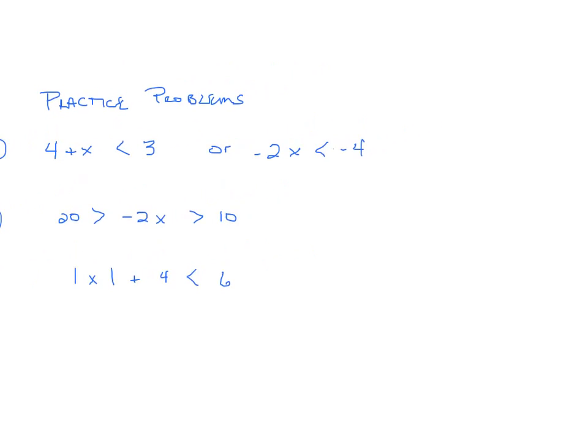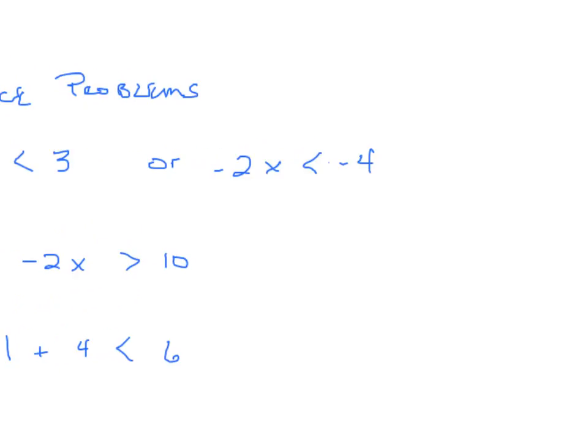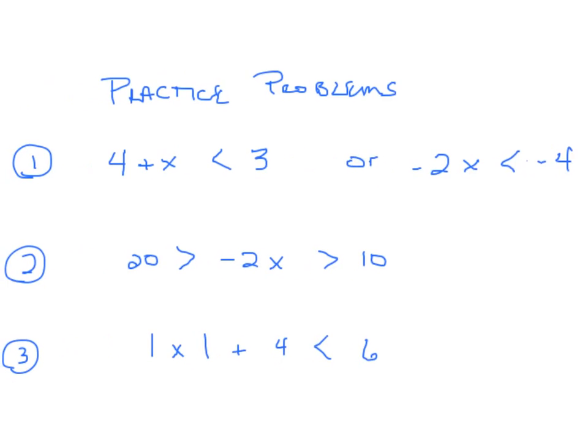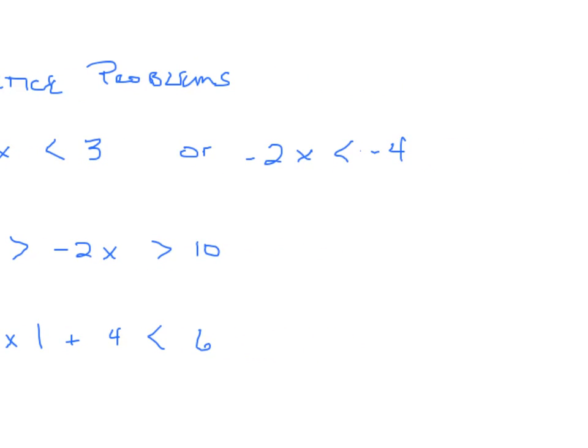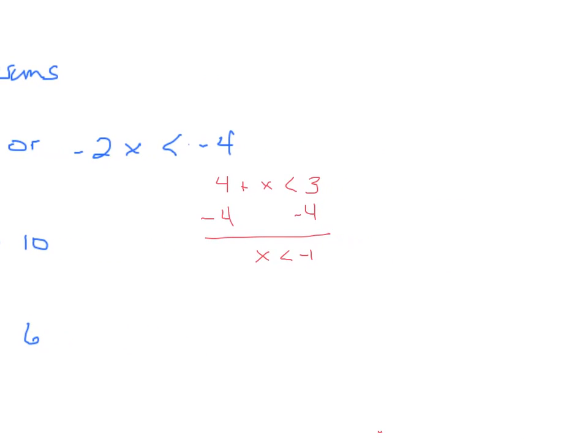So we'll take a look at the first one. We have 4x plus 3 is less than 4 plus x is less than 3. So we'll solve that individually, and we'll have x is less than -1. And then we're also going to look at -2x is less than -4. Don't forget, because we are dividing by the negative, this is going to flip the sign around the other way.